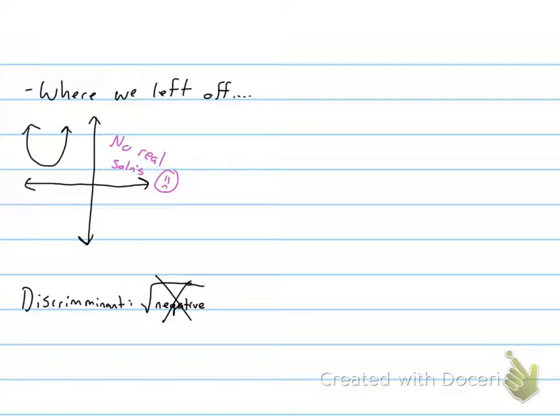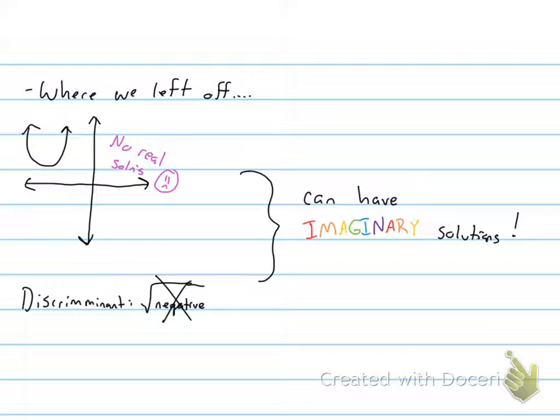So that leads into another set of numbers entirely called the imaginary number system or complex number system. So if I don't have any real solutions, I could have imaginary solutions, or in other words, a complex solution.